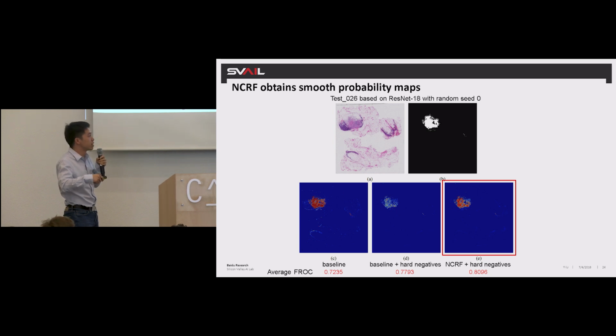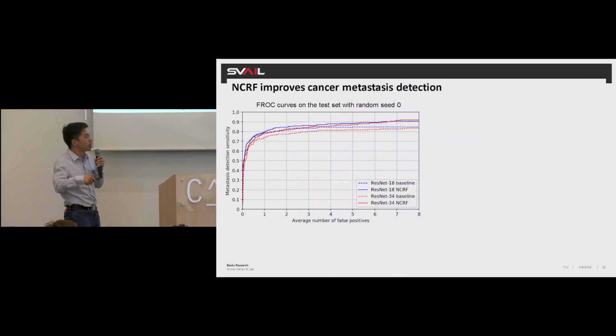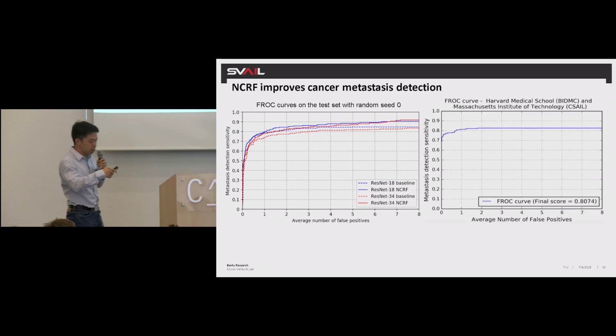It goes to 0.78. But if you look at our examples, our cases, it further goes to almost 0.81 there. And we can also look at the FROC score plot on the test set of our algorithm compared to the baseline methods on both ResNet-18 and 34. The solid lines are the NCRF methods, the dashed lines are the baseline methods. We can see that the NCRF methods consistently achieve a higher sensitivity compared to the baseline methods.